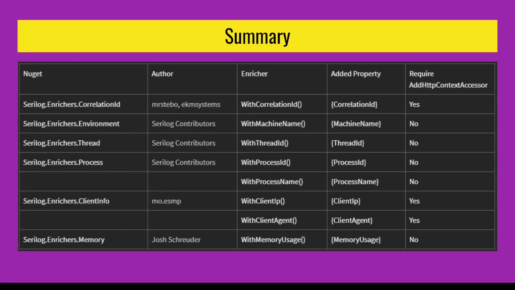To summarize, here are the enrichers that we use in this video. I included the NuGet, the author of the enricher, how to add it in the template, and whether it requires the HTTP context accessor. There are more enrichers, but these are the ones I see that can be useful. You can combine these in the template so you are not limited to using only one.